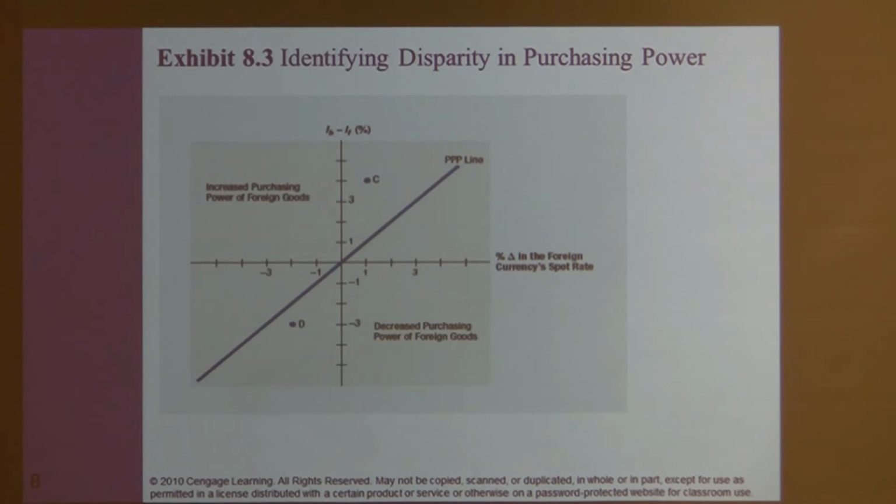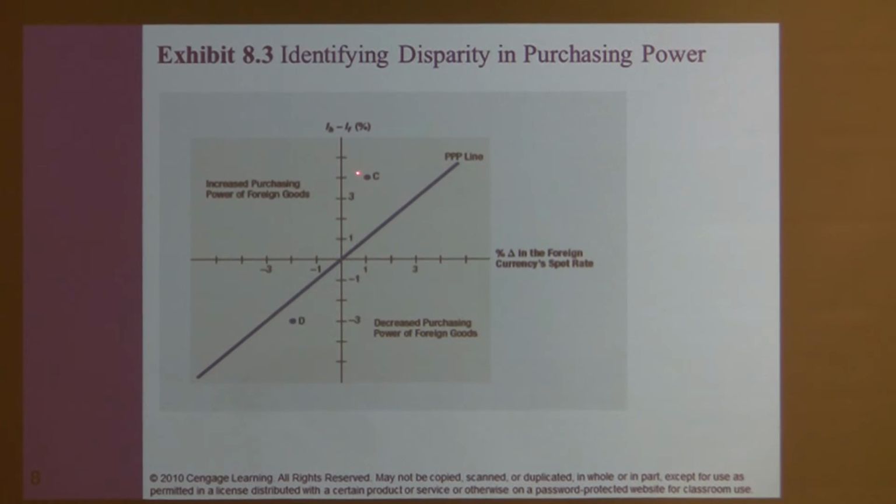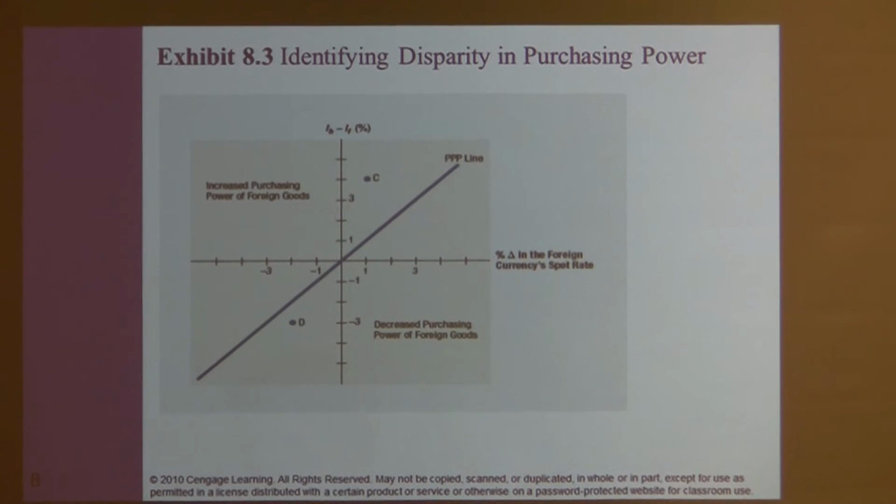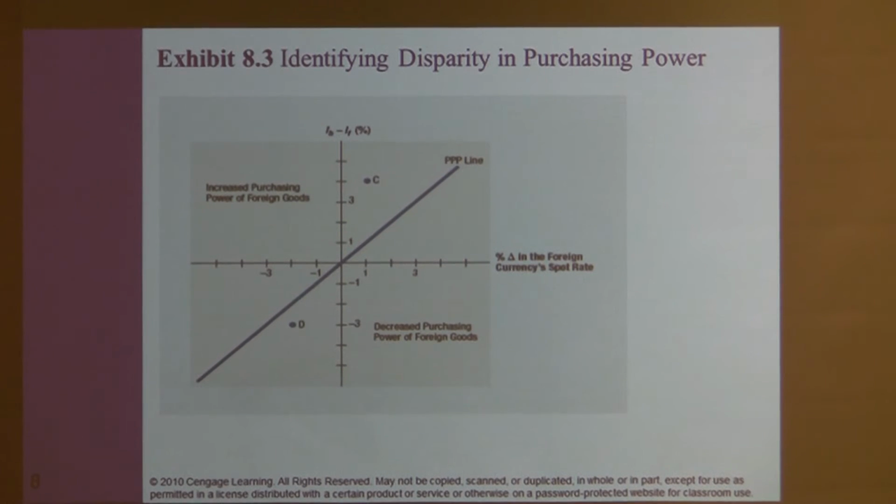Now here, if you look at point C, what does it tell you about the currency? Is the currency properly valued? Is it overvalued, undervalued?